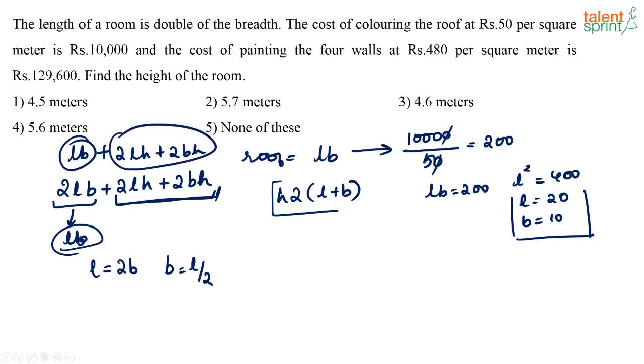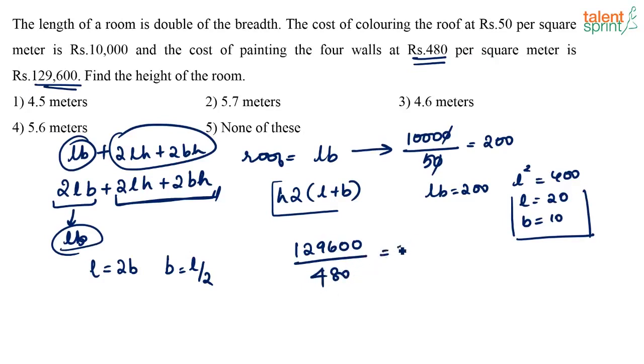Okay? So using this LB, I found out, see, I know the area that I am painting for the roof is 200. Using that, I found out the value of L and B. Now I am going to the next step where I am going to consider the 4 walls. About the 4 walls, what is given? See, I am painting the 4 walls at 480 rupees per square meter and the total cost is 129600. So what is 129600 divided by 480? So this is the area that I am painting, correct?